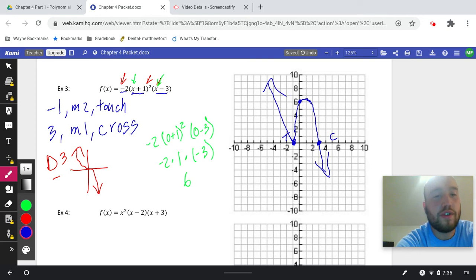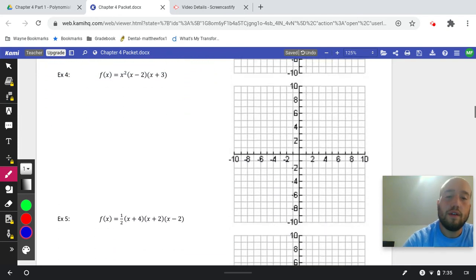Okay, we've got 2 more of these we're going to practice together. Once again, if you want to try it on your own, go ahead, pause it, see how you do.